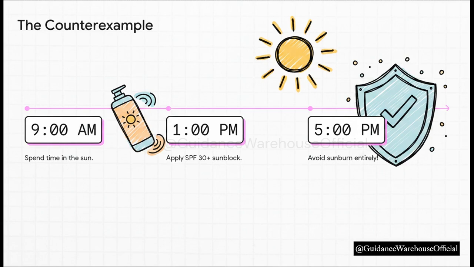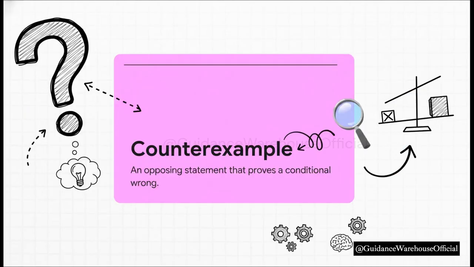Simple. You introduce a variable she completely missed. You point out that regular application of a really good sunblock, say SPF 30 or above, will let you spend all day in the sun and avoid the sunburn entirely. By doing this, you have successfully proven that getting sunburned is not a necessary condition for being in the sun all day. You've completely broken the logical necessity of her statement. What you just did right there was provide a counterexample. A counterexample is simply an opposing statement that proves a conditional wrong by showing a specific case where the necessary condition just does not occur.